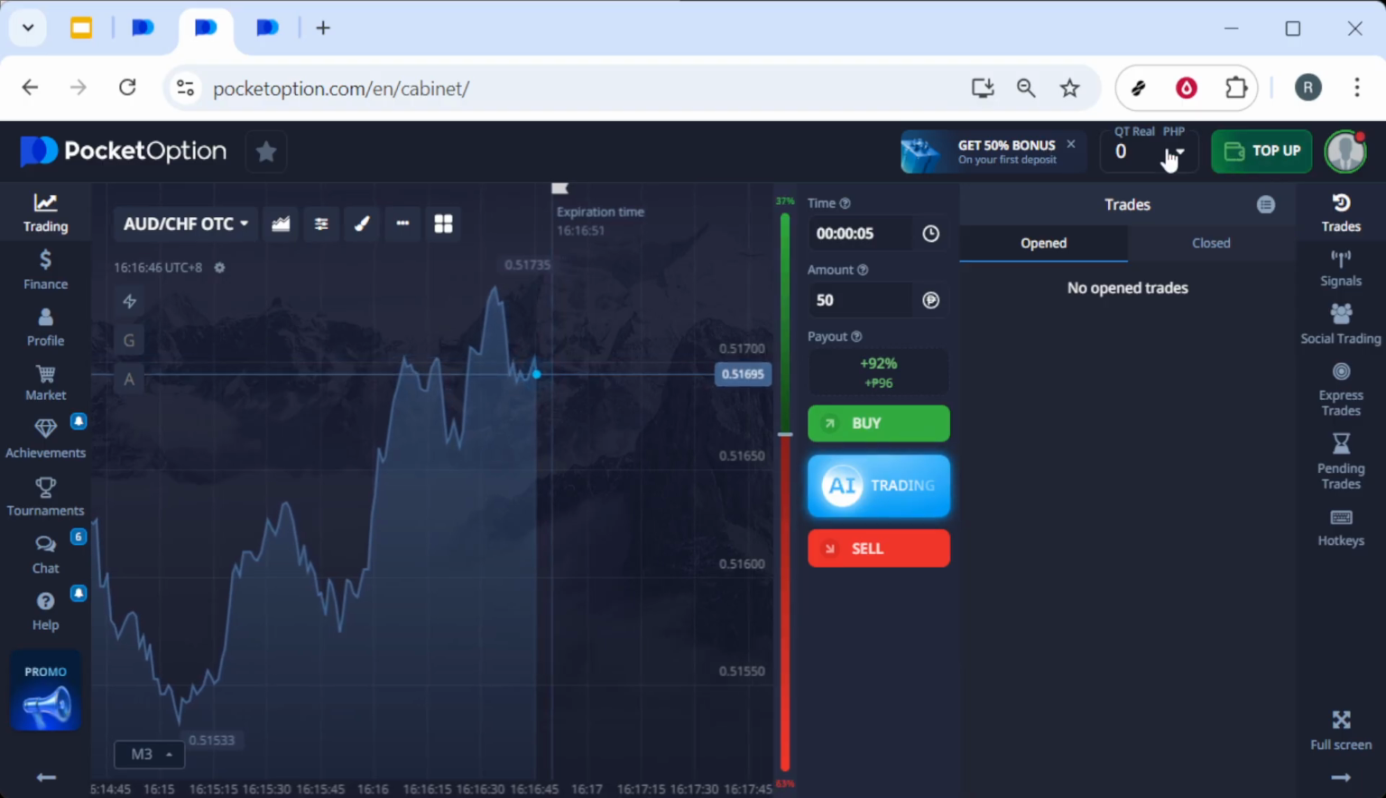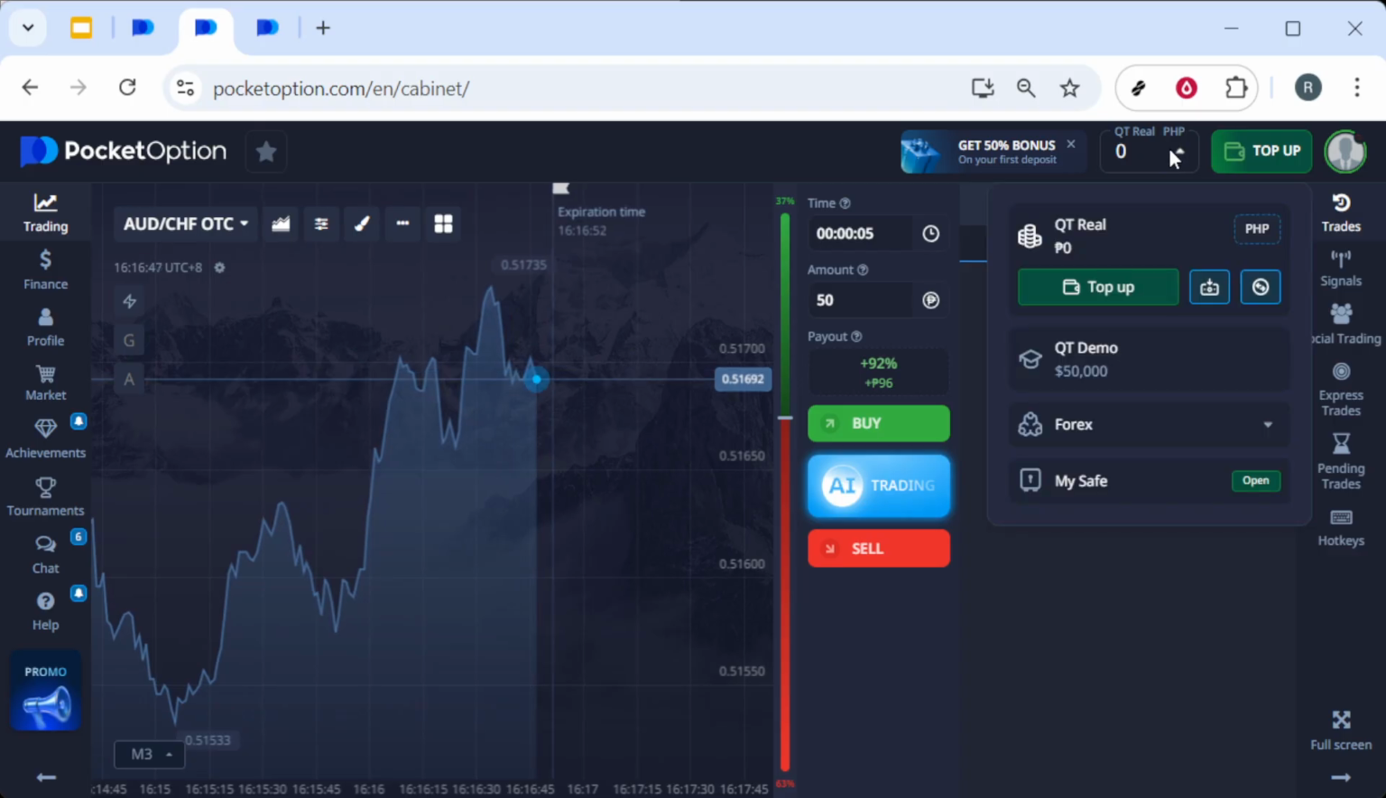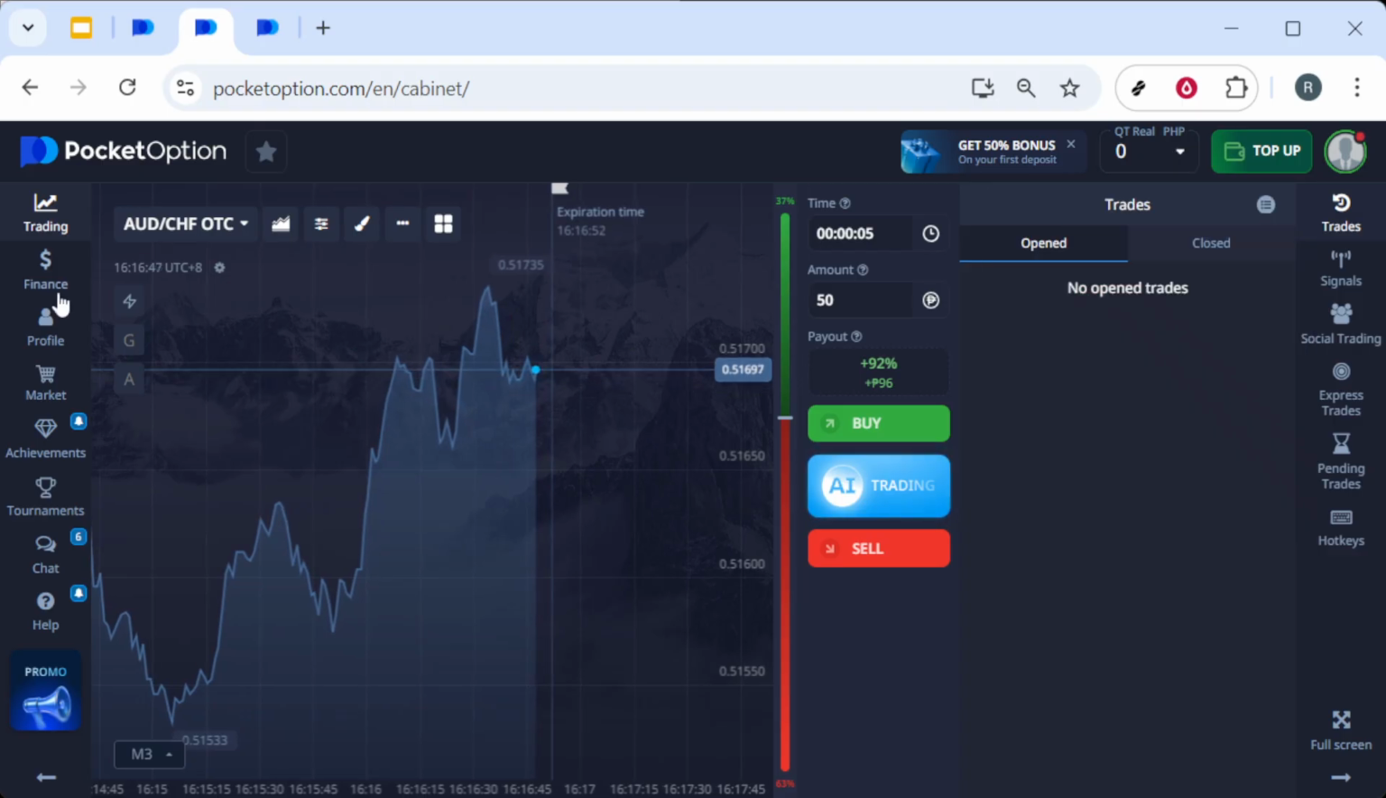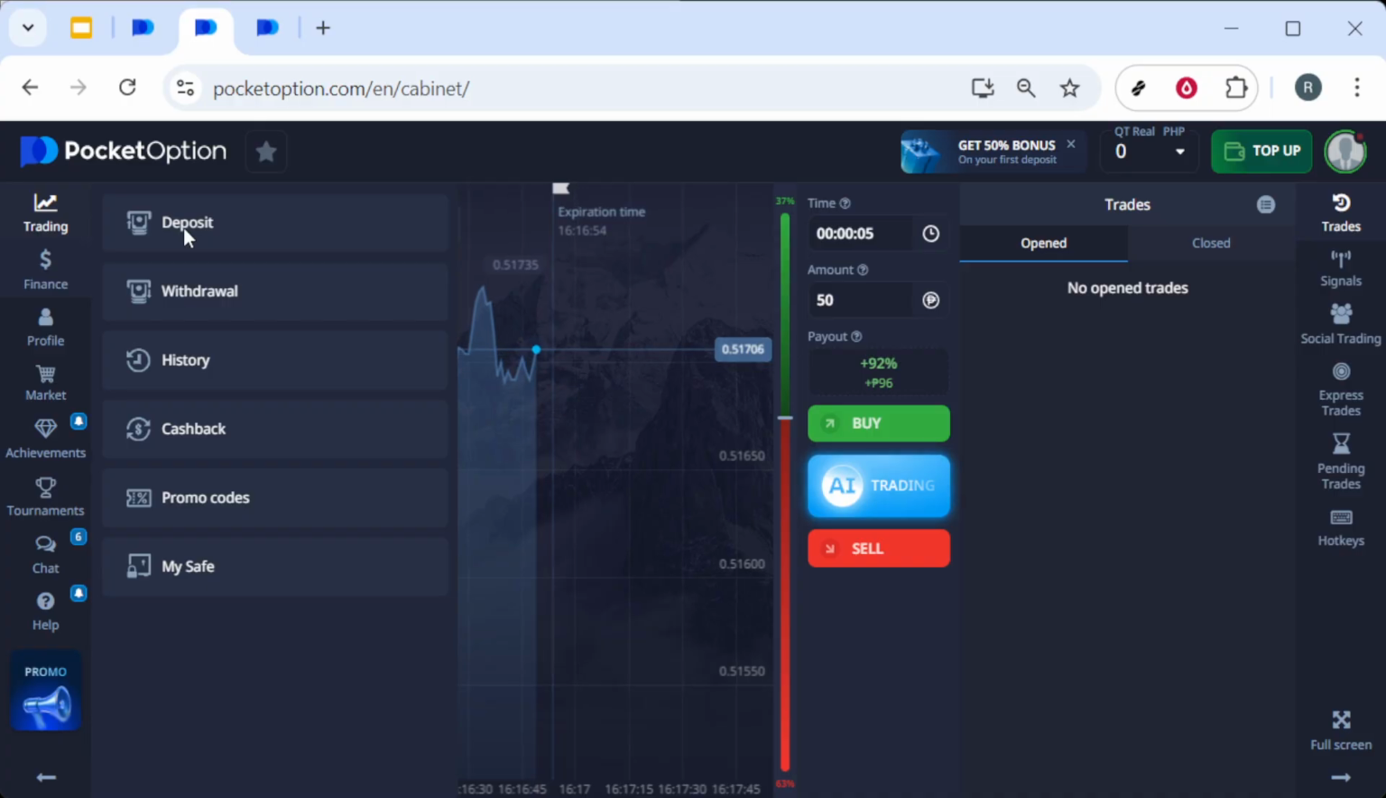From the main dashboard, click on Trading to open the trading workspace. Here you'll find different products. Choose Forex MT5. If you intend to trade live, confirm you're on a real account. For this tutorial, we'll use the demo environment so you can follow along risk-free.